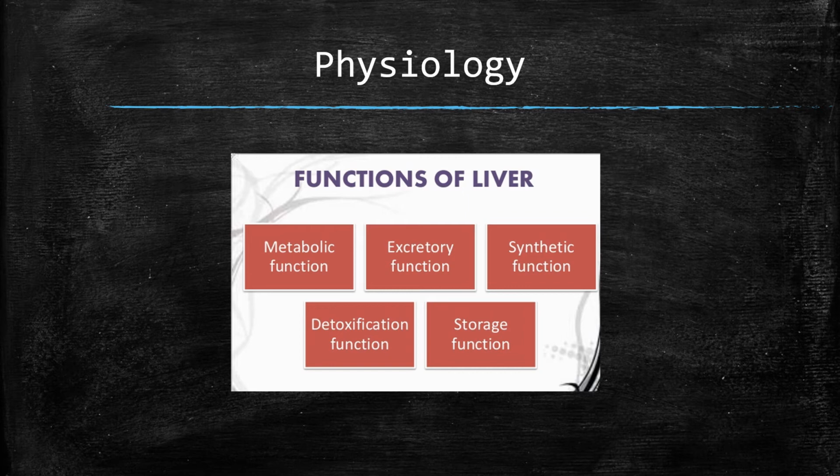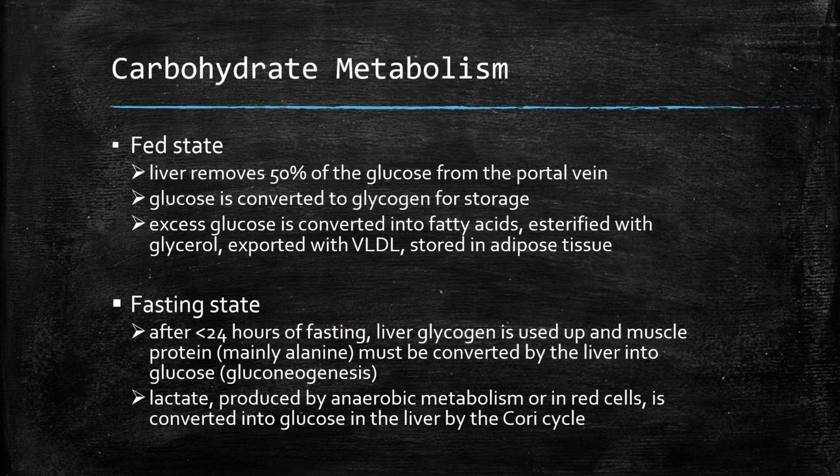All right, let's now move on to talk about what the liver actually does. The liver is critically important in carbohydrate metabolism. In fact, a very ominous sign in a patient with acute liver failure is hypoglycemia. If a patient has recently eaten, then the liver removes about 50% of the glucose presented to it. It doesn't take all of it because the brain and red cells need glucose as a fuel source.